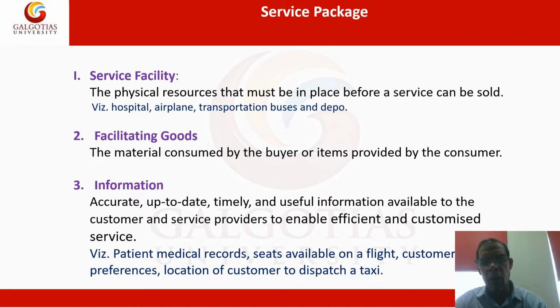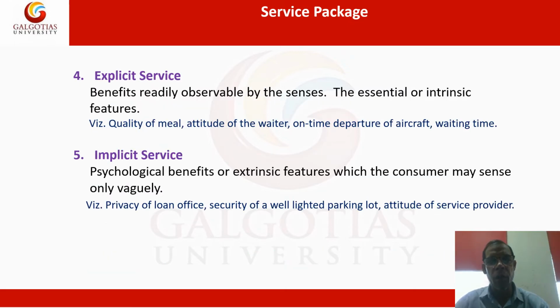Based on that, the service provider can provide the service, and he can pass on to the customer what service he is going to provide. That will help in efficient and customized service. Take the case of patient record maintenance, seats available on a flight, customer preferences, the location of customers to dispatch a taxi; all of this is information. If the customer is not able to provide the exact location, the taxi may not reach the correct location. So all the information should be provided both ways, from the customer side as well as from the service provider side.